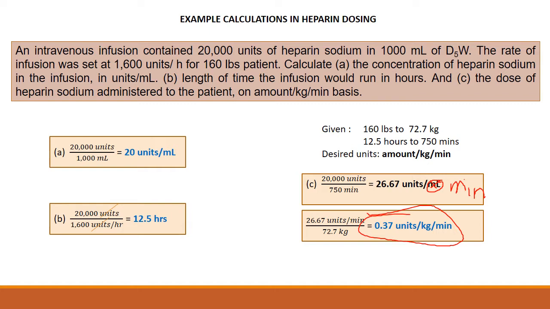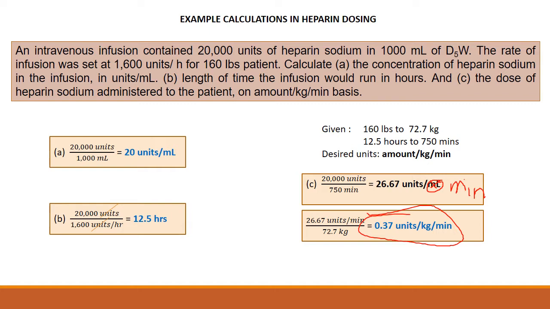So now it has been said that we are going to get the concentration in the infusion set in units per ml. Okay, so you have there 1000 ml, so 20,000 units over 1000 ml is equal to 20 units per ml. Okay, remember that an intravenous infusion contained 20,000 units of heparin sodium in 1000 ml of D5W. Okay, so that's why we have to get 20,000 units over 1000 ml. So our answer would be 20 units per ml. That is for letter A.